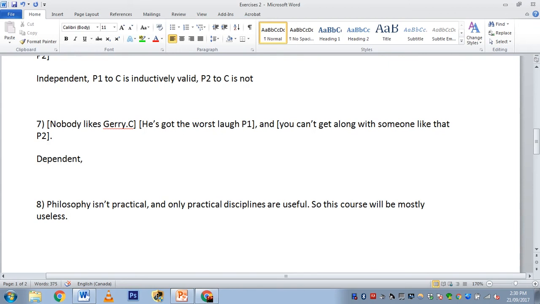Usually, often, it's a matter of judgment, and you typically have to use context to figure it out. I think in this case, you could say you can't get along with somebody like that. Could be rephrased to, for all people, if they have this property, then they have no friends or something like that, or that nobody will get along with them. So it's that you can't.